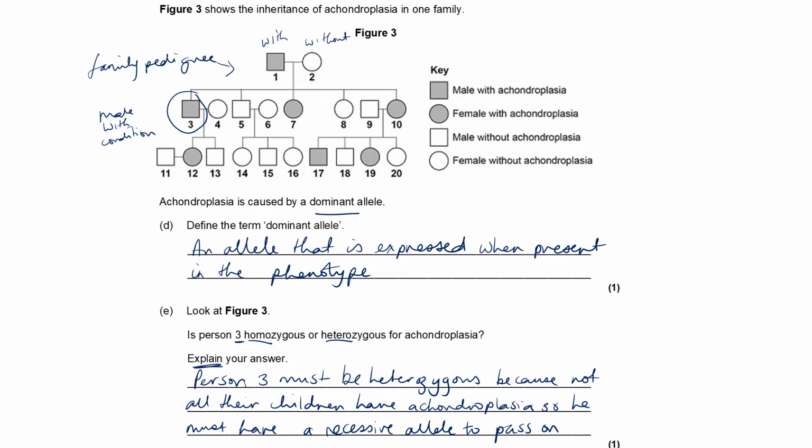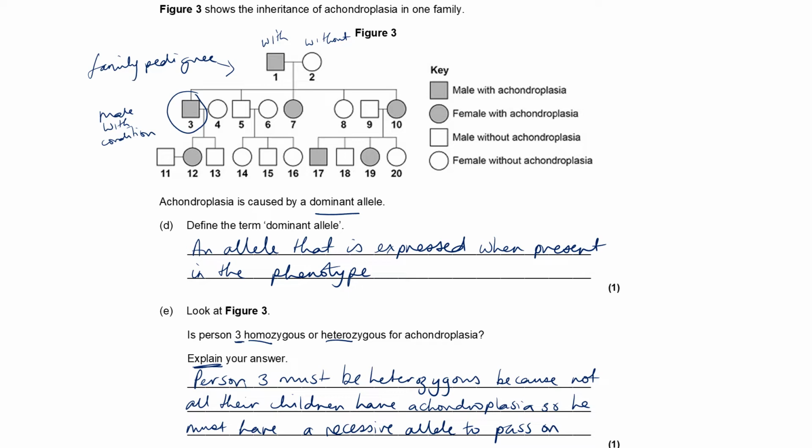And it says A, define the term dominant. So dominant is just a basic recall: an allele that is expressed when present in the phenotype. Or the phenotype shows the expression of the dominant allele. And a recessive would be masked; it either is not produced or it's masked by a dominant. It is not expressed in the phenotype. So you need to know the definitions of these keywords.